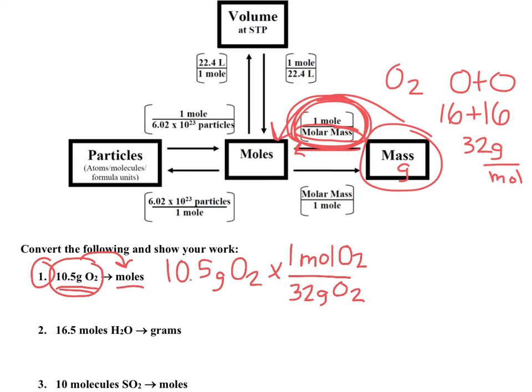Now here's the beauty of it. Since we use this map, we notice that in the numerator is grams of oxygen and the denominator is grams of oxygen, so they cancel out. Now that they're canceled out, all that's left are units of moles of oxygen. And that's what we wanted. So by using this map, it actually helped us convert.